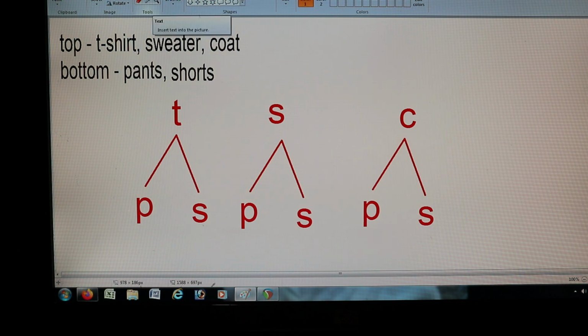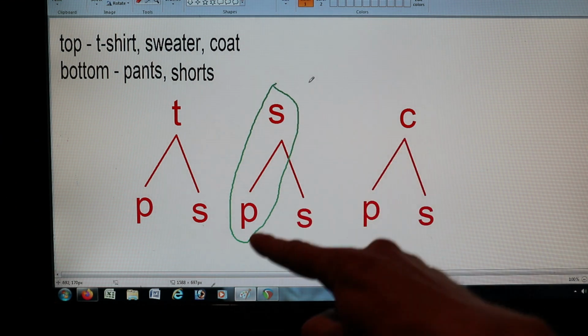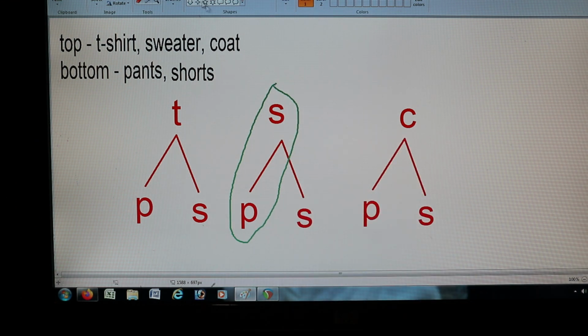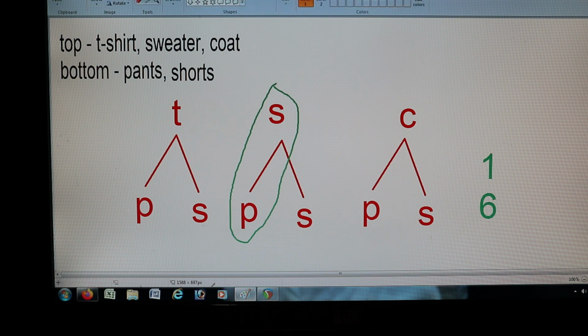So if I asked you, what's the probability of wearing a sweater with pants? You would have to circle this right here. That's the only condition here. So you have to wear a sweater with pants. Since there are 6 possible outcomes and only one of them meets the criteria, you would have a 1 in 6 chance of wearing that. That's the probability of wearing that.